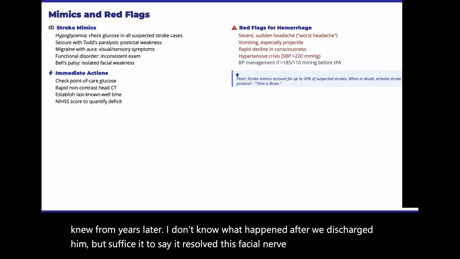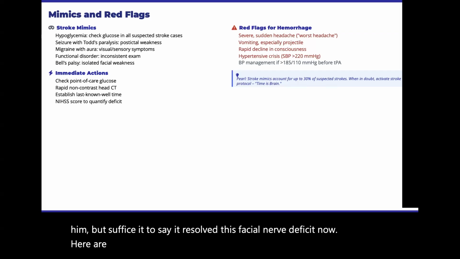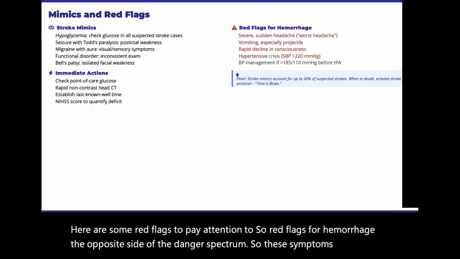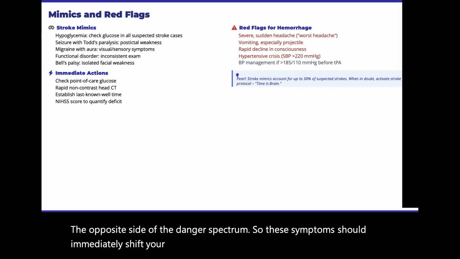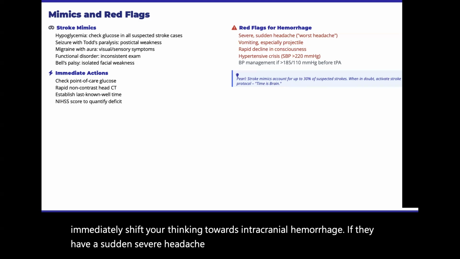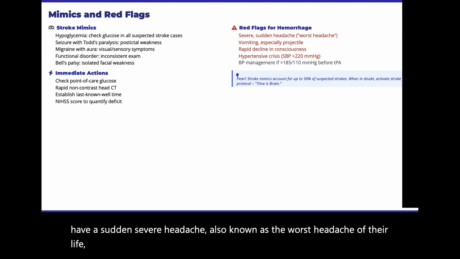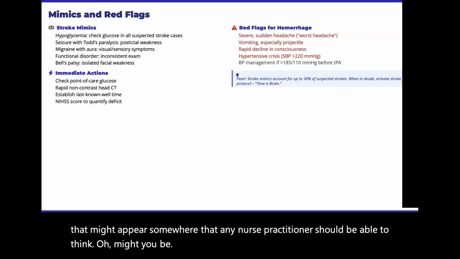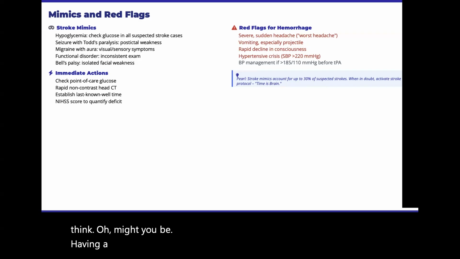Now, here are some red flags to pay attention to. So, red flags for hemorrhage, the opposite side of the danger spectrum. These symptoms should immediately shift your thinking towards intracranial hemorrhage. If they have a sudden severe headache, also known as the worst headache of their life, that is the classic sentinel bleed or subarachnoid hemorrhage sign, okay? Any nurse practitioner should be able to think, oh, might you be having a subarachnoid hemorrhage? Okay, it's the worst headache of your life.